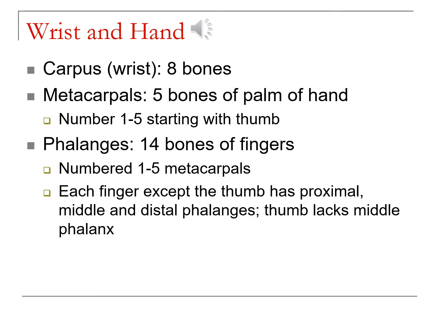And then you have 14 bones of the fingers, which are your phalanges, numbered 1 to 5. Each finger, except the thumb, has proximal, middle, and distal phalanges. The thumb lacks the middle phalanx, so in short, it has only the proximal and distal phalanges.